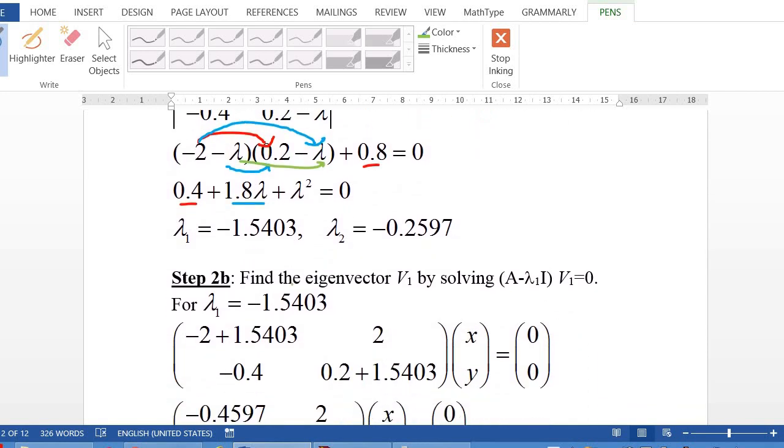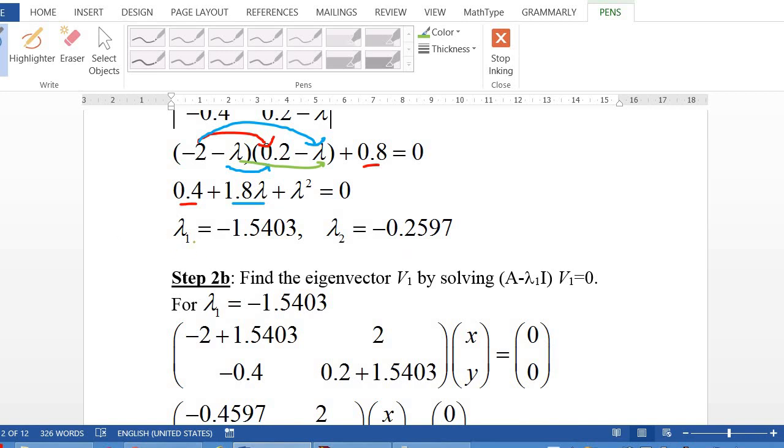Okay, normally I arrange lambda 1 as the smallest value. So negative 1.54 will be my first eigenvalue. This is bigger, so it will be my second eigenvalue, lambda 2. After we obtain the eigenvalues, we have to find the corresponding eigenvectors.